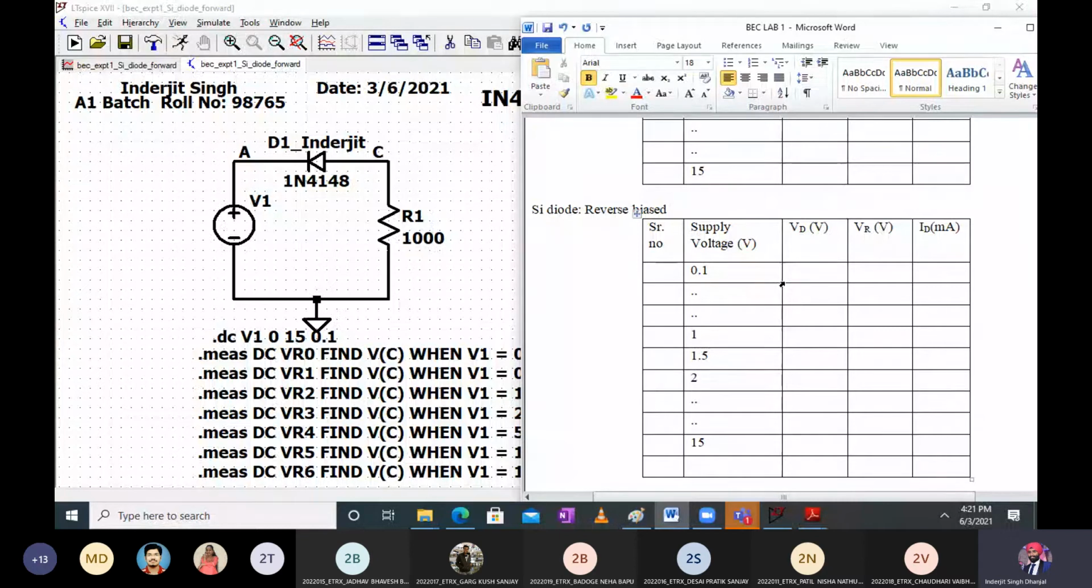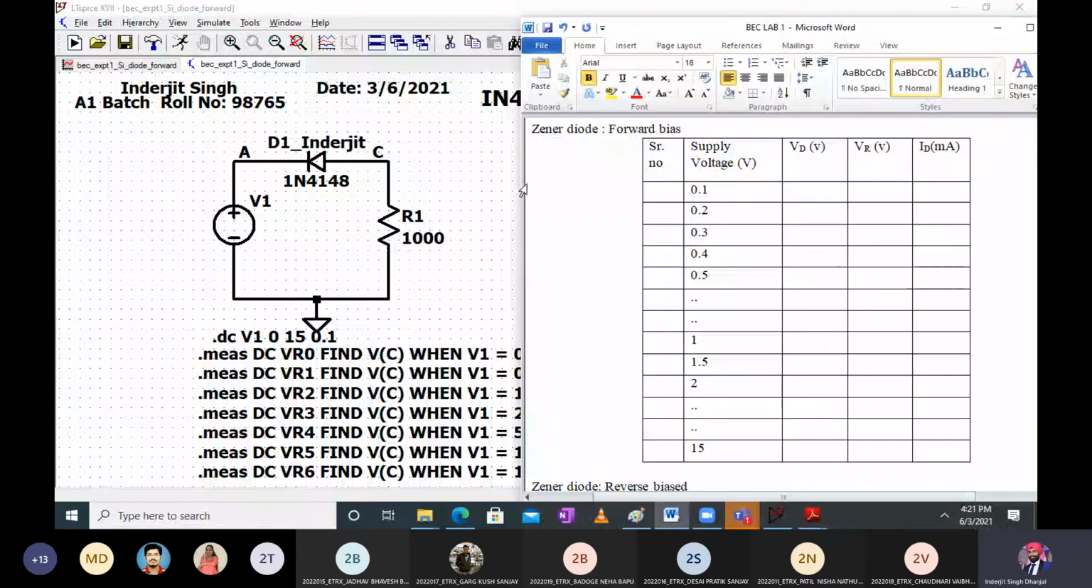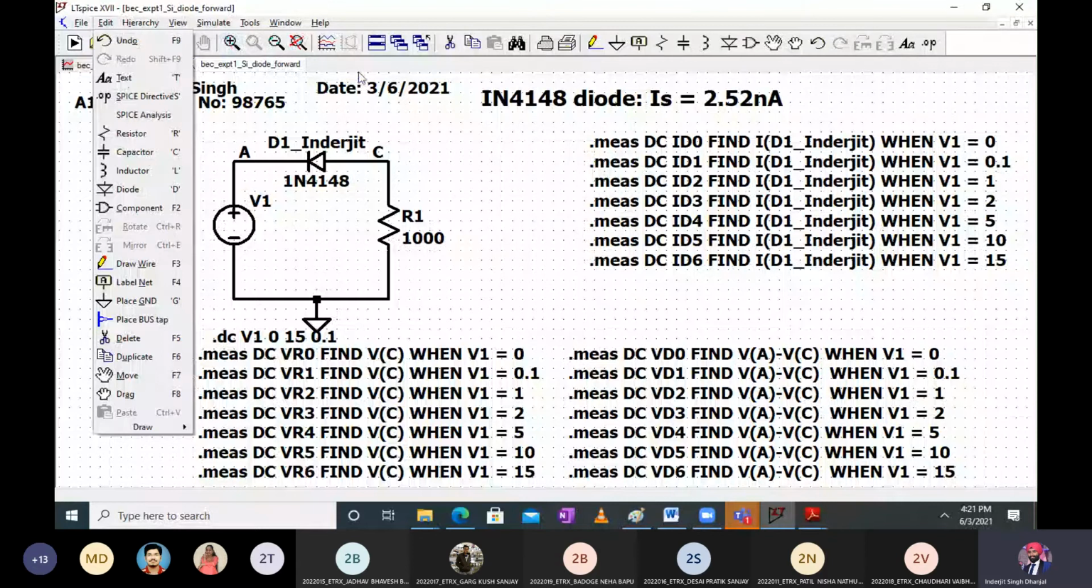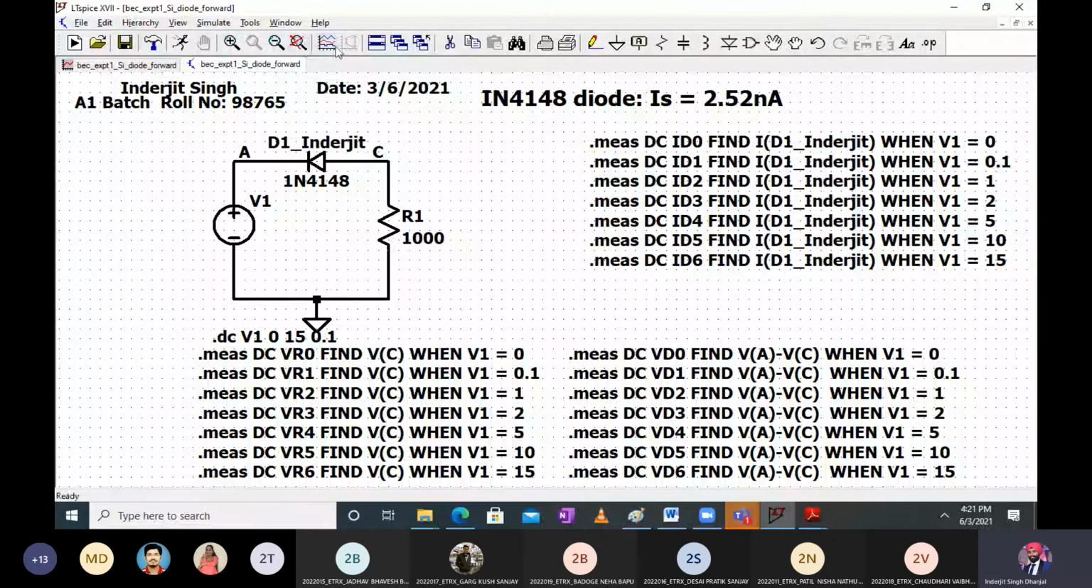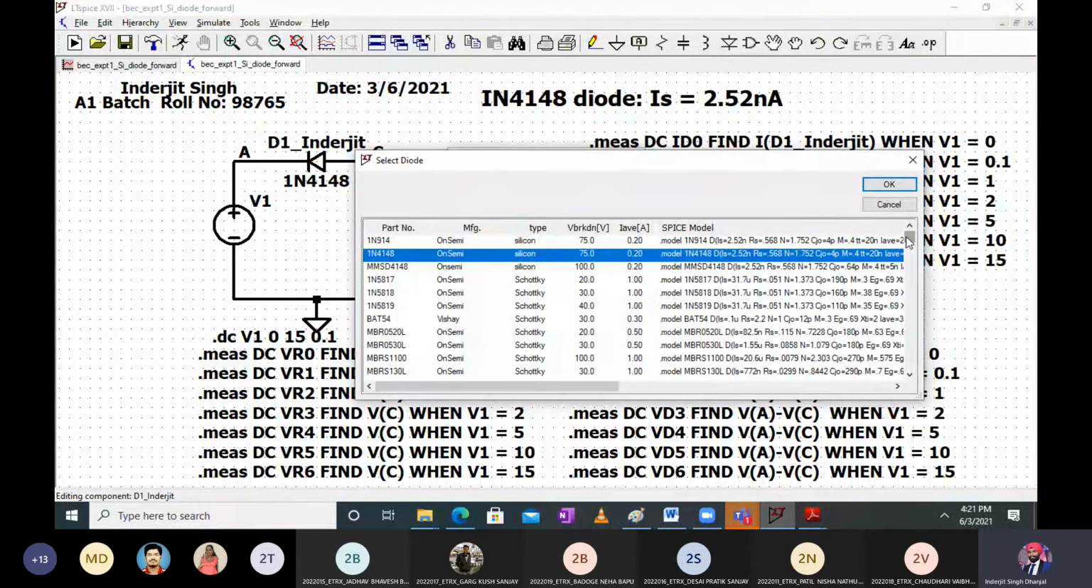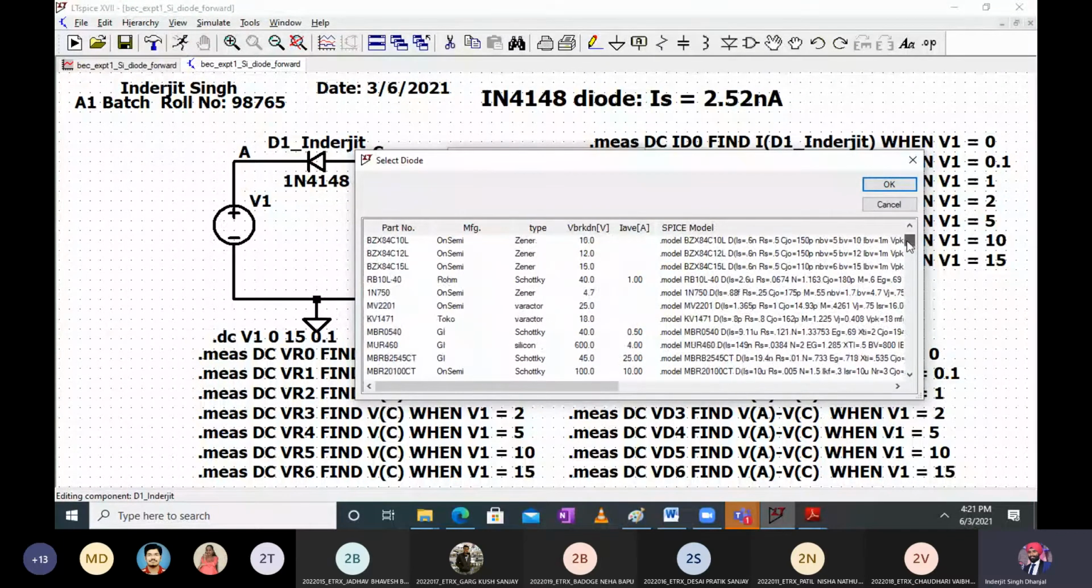Zener is extremely simple. For Zener, let me do the reverse bias of Zener first. I'll cut this diode, and instead of cutting, I'll replace the diode with a new one. I'll right click on the diode and pick new diode. There I'll scroll down and see the Zener diode. See this Zener diode.